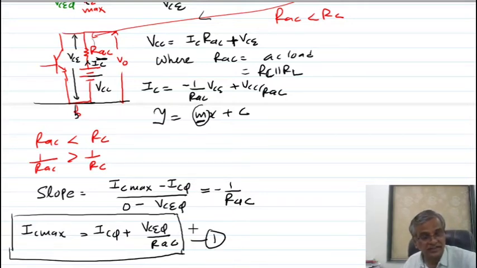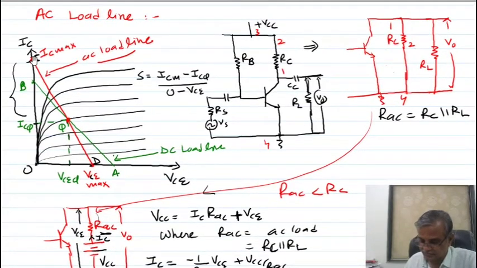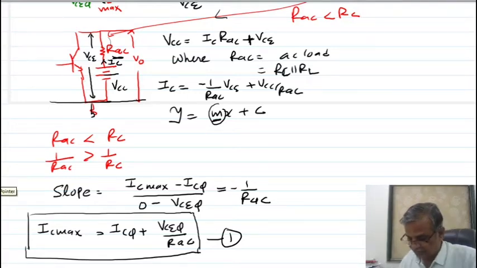So I have to find the value of IC maximum and put this point here. Which value? IC max is equal to ICQ plus VCQ upon RAC. So to draw the lines, this equation is required. IC max is equal to ICQ plus VCQ upon RAC. Now I want this other point also.